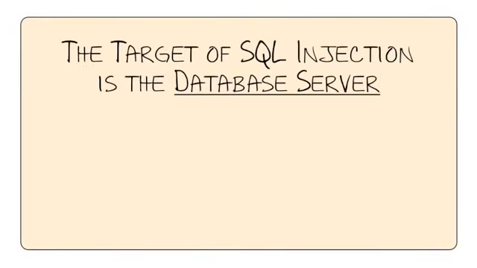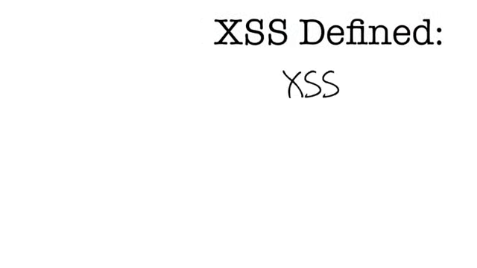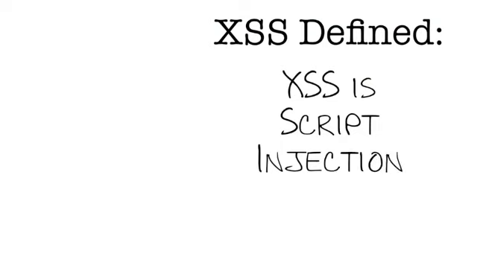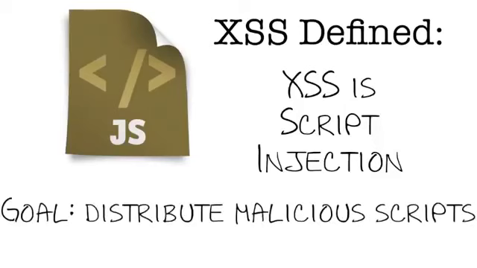However, in cross-site scripting, things are not always so straightforward, because the target of a cross-site scripting attack is usually another user's web browser. Basically, XSS is another form of injection. This time, it is script injection, and the vast majority of these attacks are written in JavaScript. So cross-site scripting is when attackers use vulnerabilities in your web application to distribute malicious scripts to other users, which then run in those other users' web browsers.